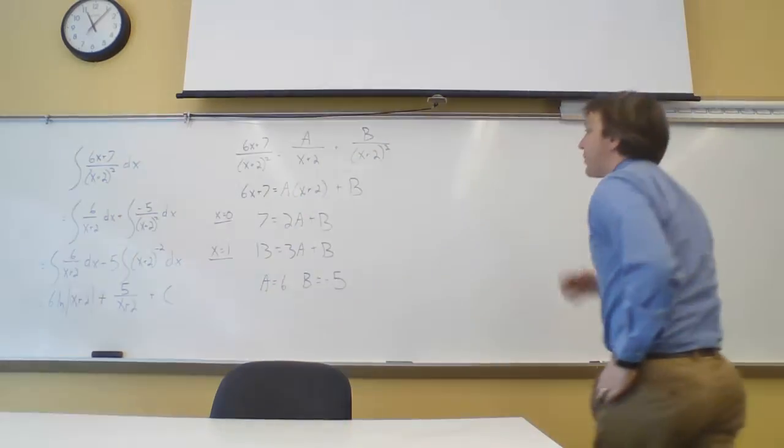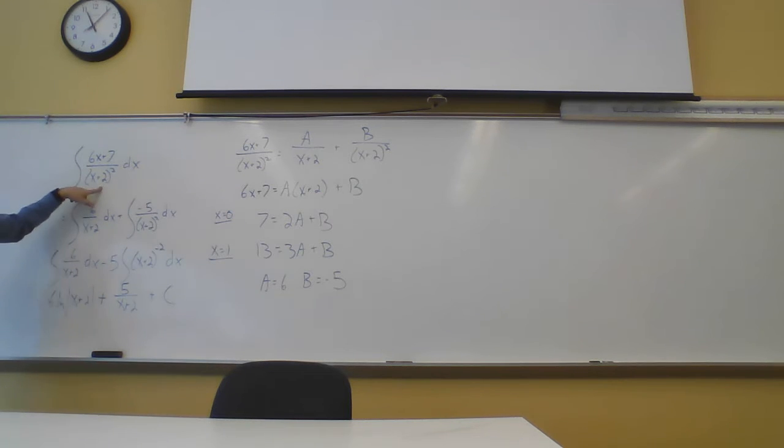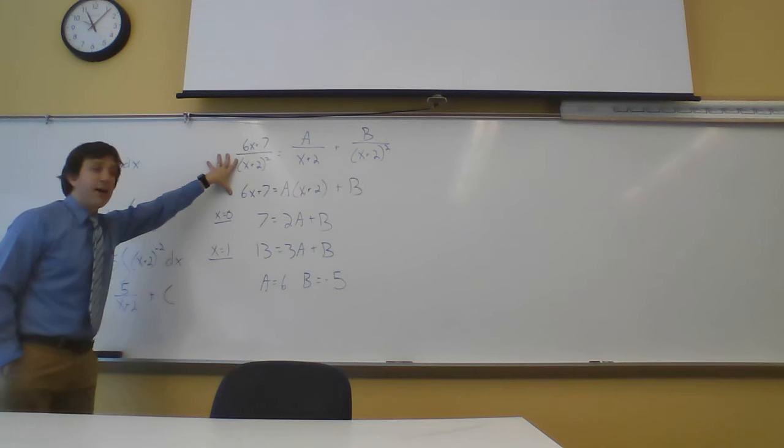All right, so here's my second example. This one has a repeated factor. We have x plus 2 squared in the denominator. So I have the integral 6x plus 7 over x plus 2 squared dx. You can see I finished the problem here, but first let's go over and do our partial fractions.